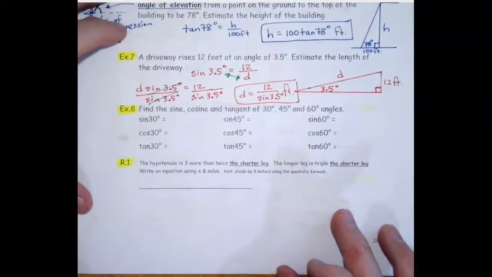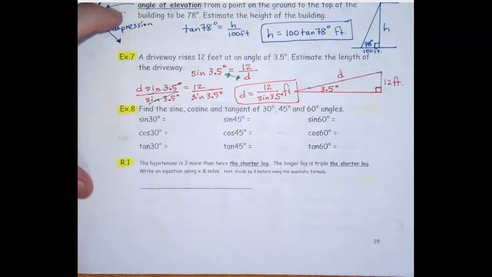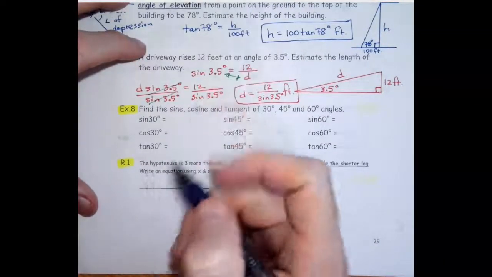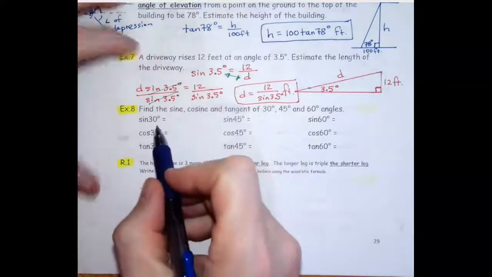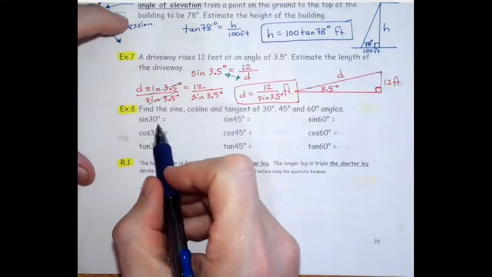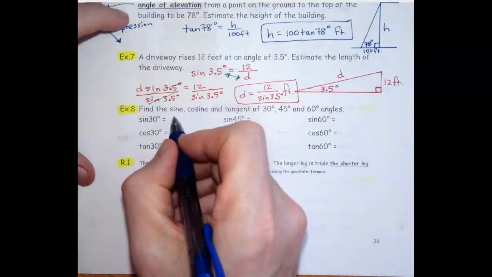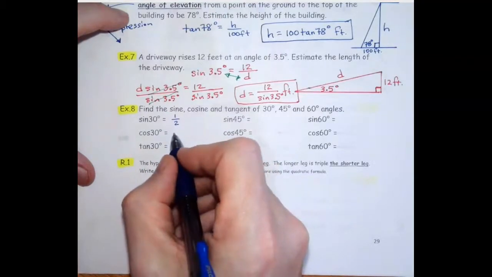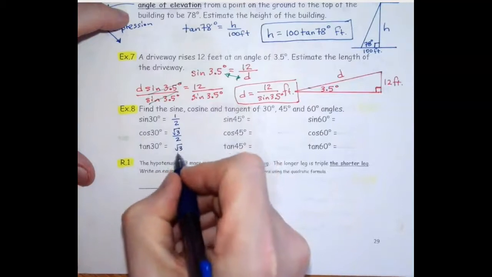Okay, so real quickly, it's kind of just asking you about some of these angles that we did before. So the sine of 30 degrees, I don't really want you to look up there, I kind of want you to think about it, see if you memorized it. So one of the things you could do, well, that was a half, and this was root 3 over 2, and this was root 3 over 3.